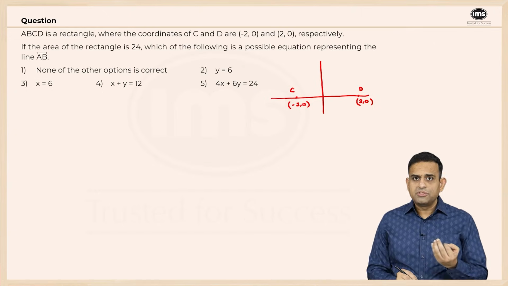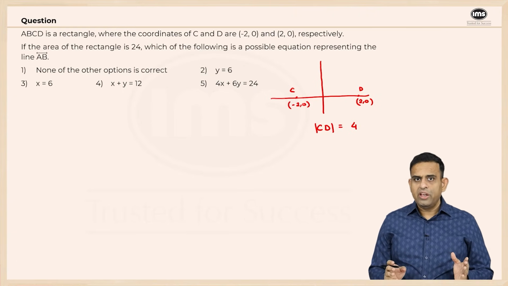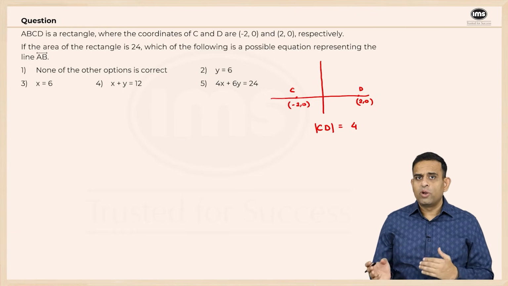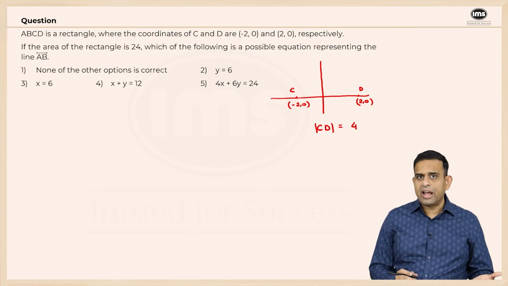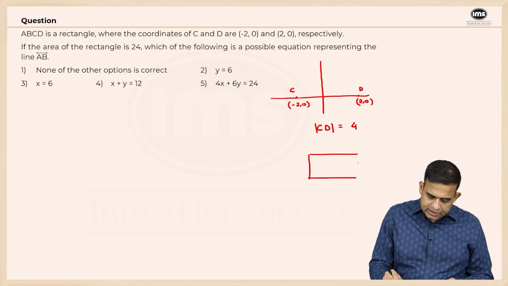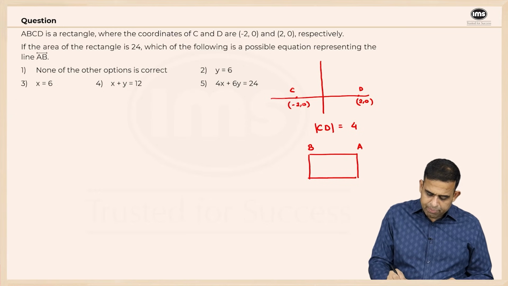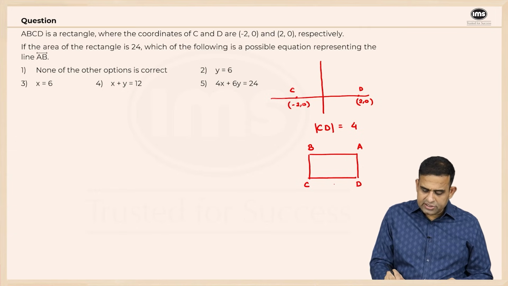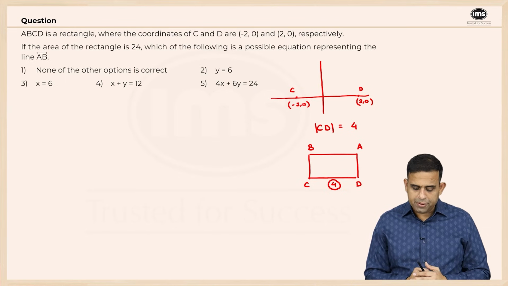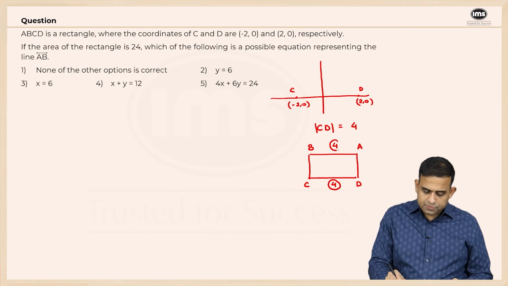So if I look at the length of CD, the length of CD will become nothing but, one can say, equals 4. So we got the dimension of one of the rectangle. Length is known to us. For example, if I say A, B, C and D, then this has a length or breadth equal to 4. Now this is 4, that means the length of AB also is going to be equal to 4.